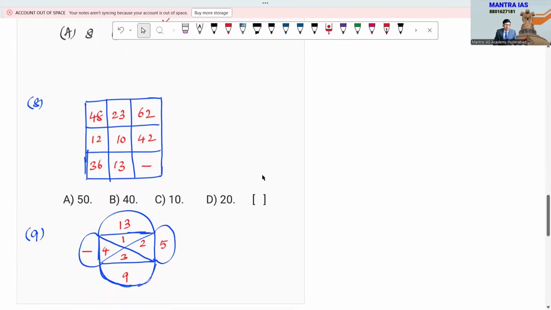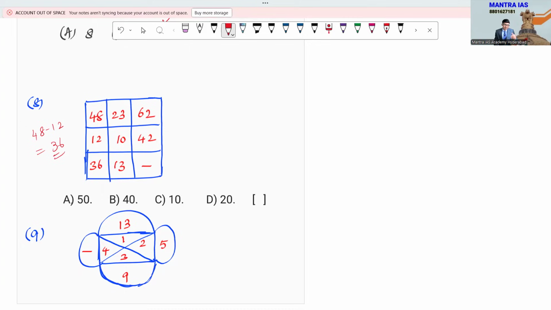So, friends, the eighth one is also a good question. 48, 12, 36 in the first column, 23, 10, 13 in the second column, 62, 42, and what is the next? This one here. So it's based on column logic. I'll do one thing. By using 48 and 12, I should get 36, beta. How is it possible? 48 plus 12 is 60 by 2, not that one. So then 48 minus 12 is how much, please?